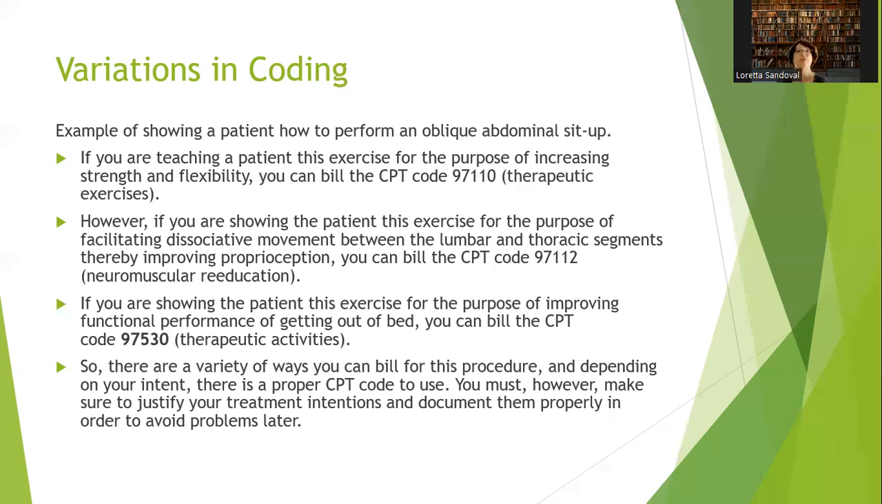If you're showing the patient the exercise for the purpose of improving the functional performance of getting out of bed, because you need to do that, you can bill 97530 therapeutic activities, because that's why you're doing it. So there are a variety of ways you can bill for the procedure, and depending on your intent, there's the proper CPT code to use. But you have to make sure to justify your treatment intentions and document them properly in order to avoid problems later.